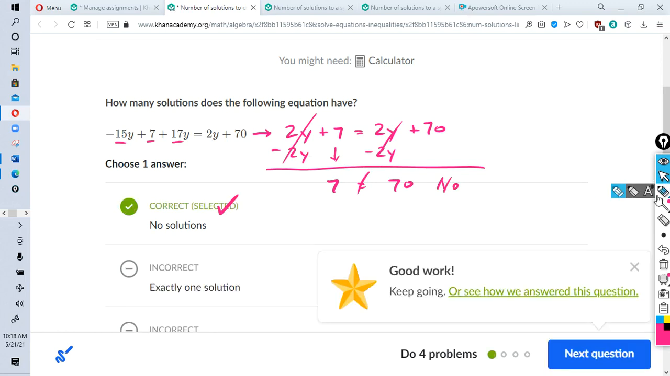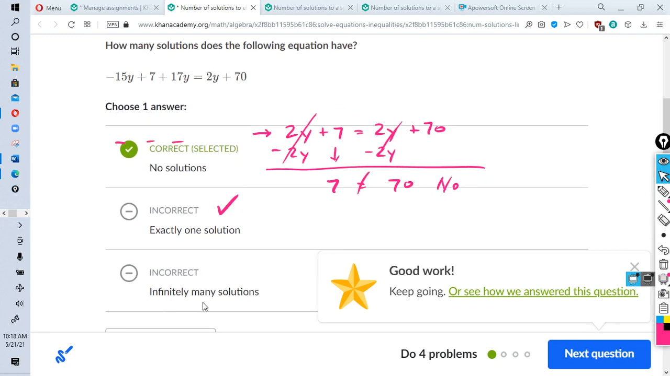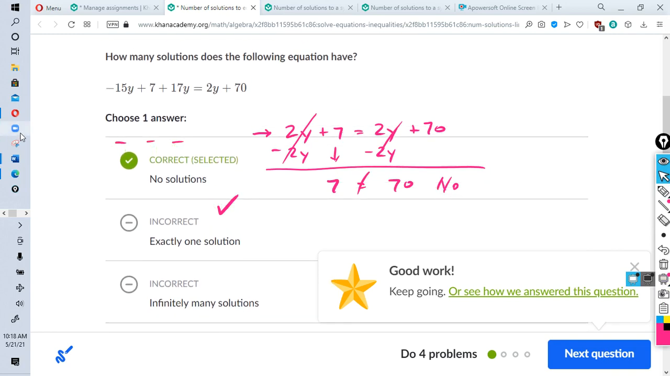So the bottom line is you try to solve for the variable. If you get one solution, then it's one solution. If you can't do it, then it's no solutions. If you get the same equation on both sides, then it is infinite solutions. So that's it.